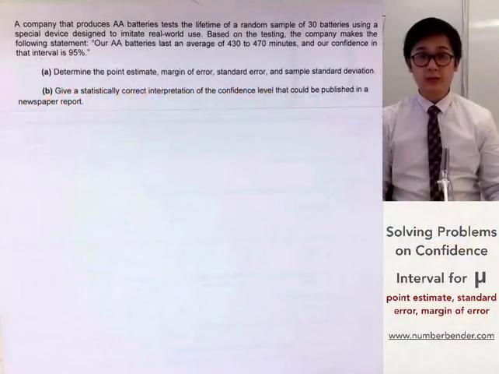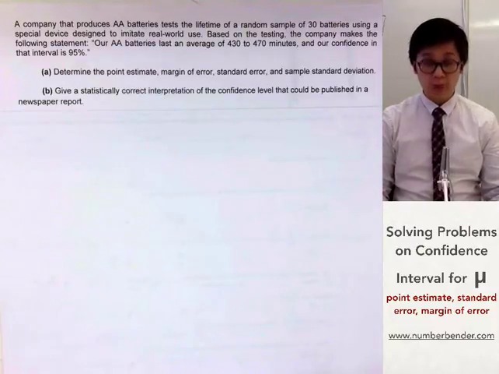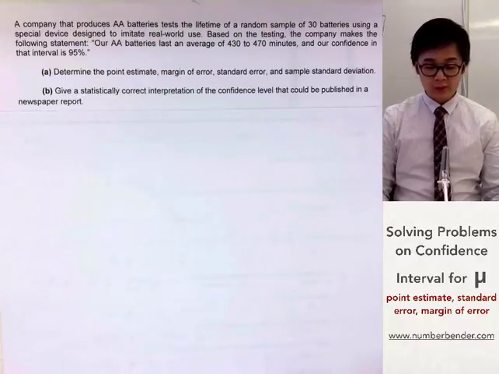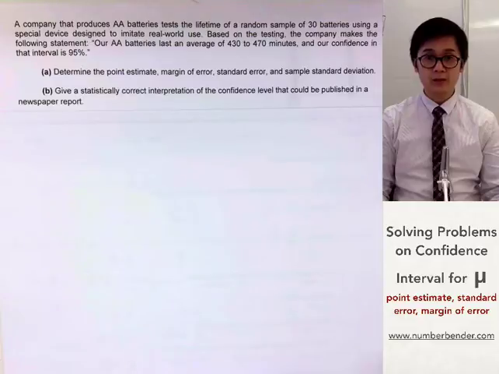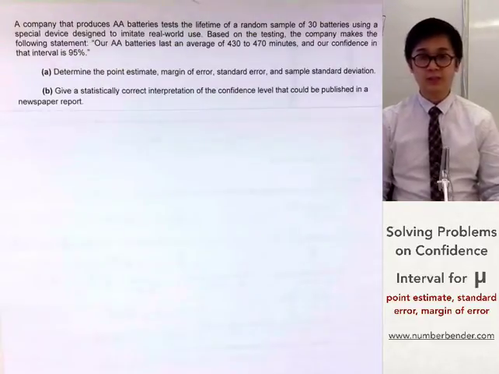Today we're going to be answering some problems involving confidence intervals. For letter A, we're going to determine the point estimate, margin of error, standard error, and sample standard deviation, given the confidence interval, the sample size, and the confidence level.